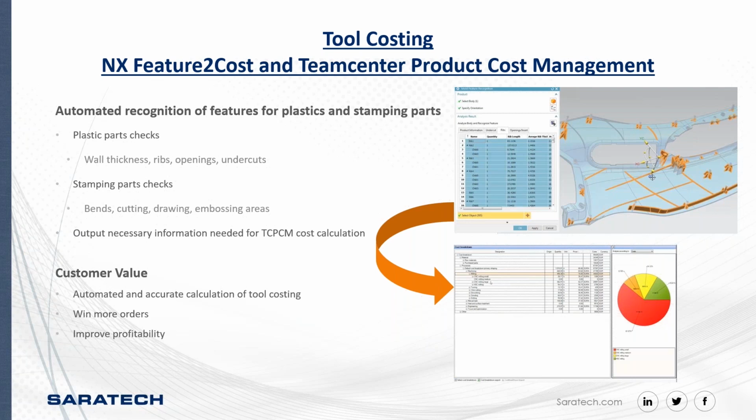The customer value is automated and accurate calculation of tool costing. You can win more orders by quoting extremely accurately, and you can improve profitability because you're not over quoting because you're expecting issues or you just don't see something. You're actually using the intuitive nature of NX to quote your parts for you. And the knowledge that you build into NX over the years is going to be used for this Feature to Cost. So you build features in NX, the features are recognized through Feature to Cost. So it's going to give you these spreadsheet style calculations that are going to help you in the long run.